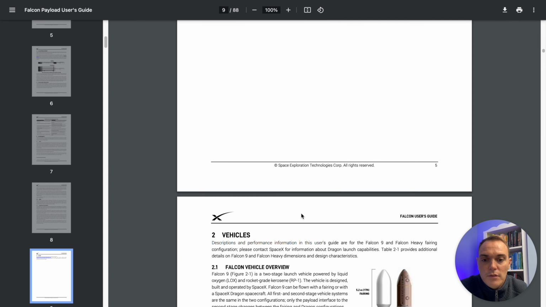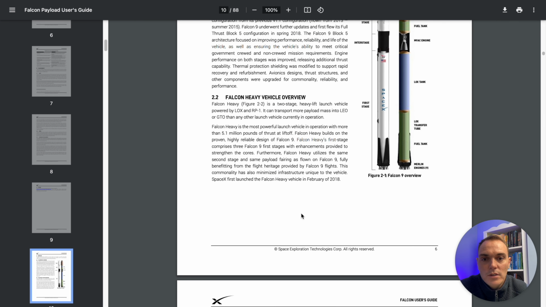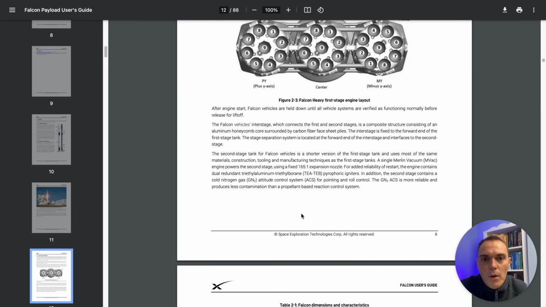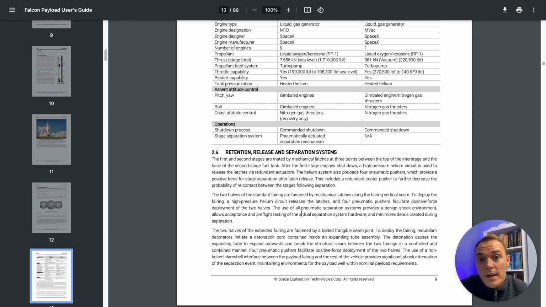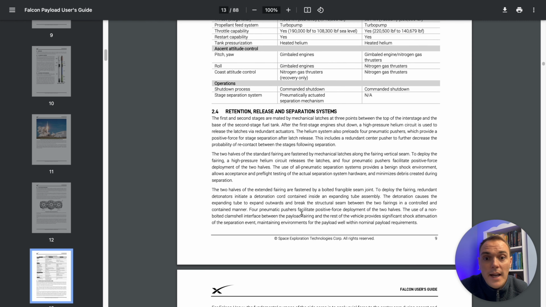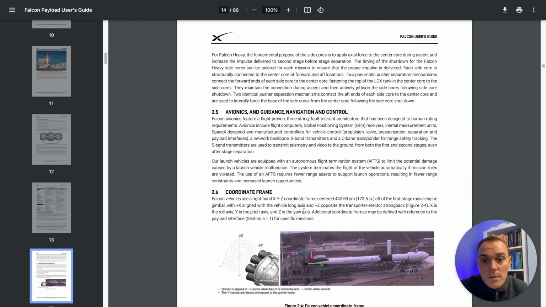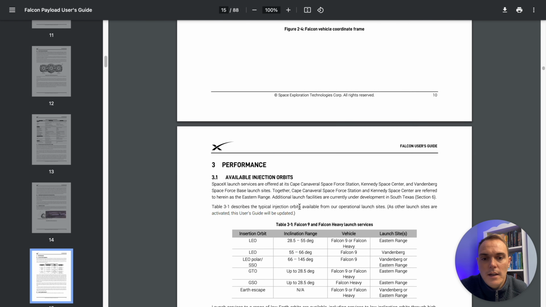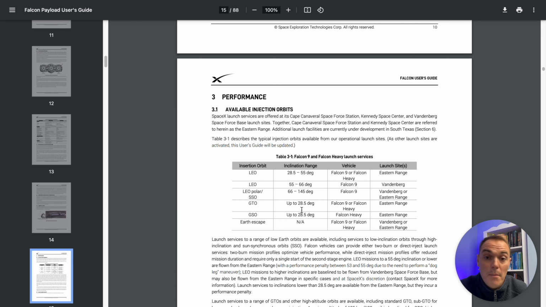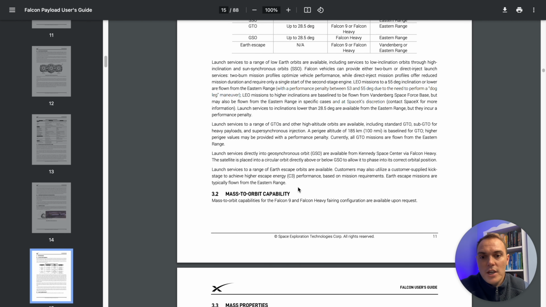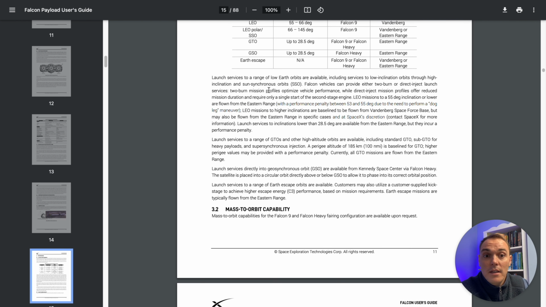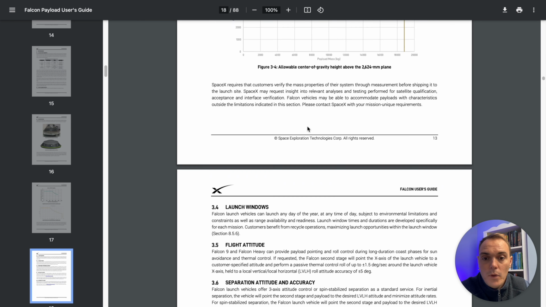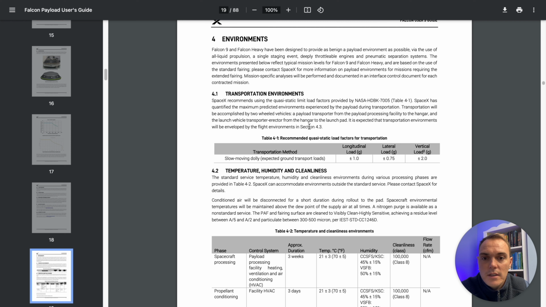What else? Vehicles, talks about the different types of vehicles. What else? Talks about the structure, propulsion. It's really cool, right? They're actually telling people about their system and talking about the reliability of their system in order to build confidence in the fact that actually your stuff might not blow up, or it might blow up. Injection orbits, so different types of orbits that can be offered. Yeah, really cool.